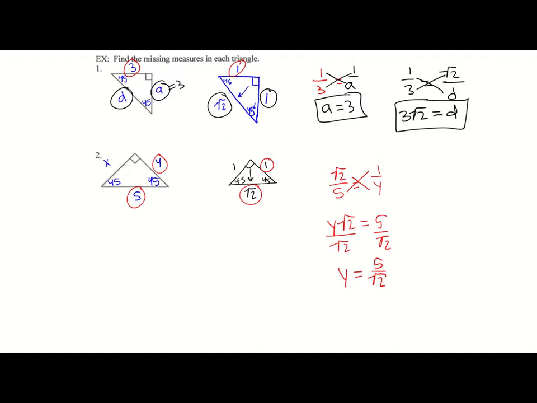But in our last unit, we talked about how we cannot have square roots in our denominator, so we need to still change this answer. We multiply both the top and the bottom by square root of 2. We get 5 square root of 2 on top, and we get square root of 4 on the bottom. So we're left with 5 square root 2 over 2 as our answer for y.